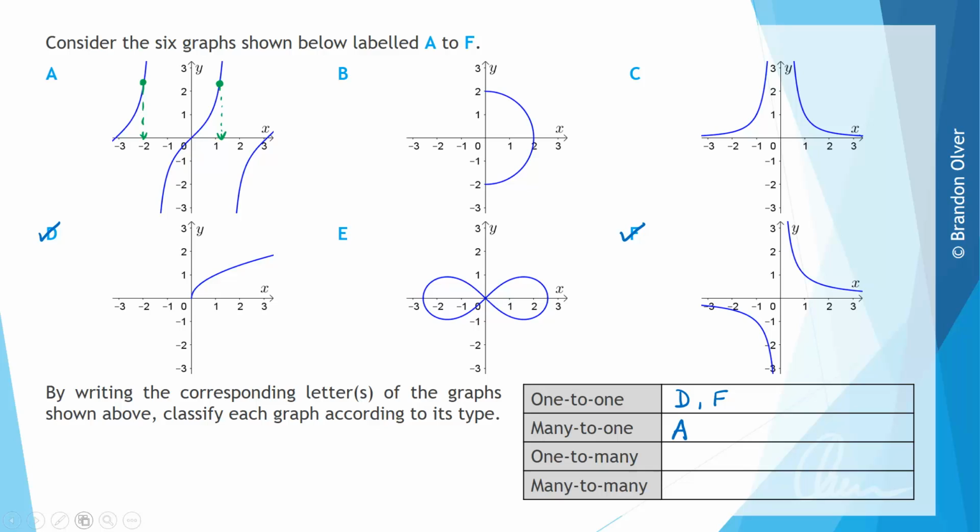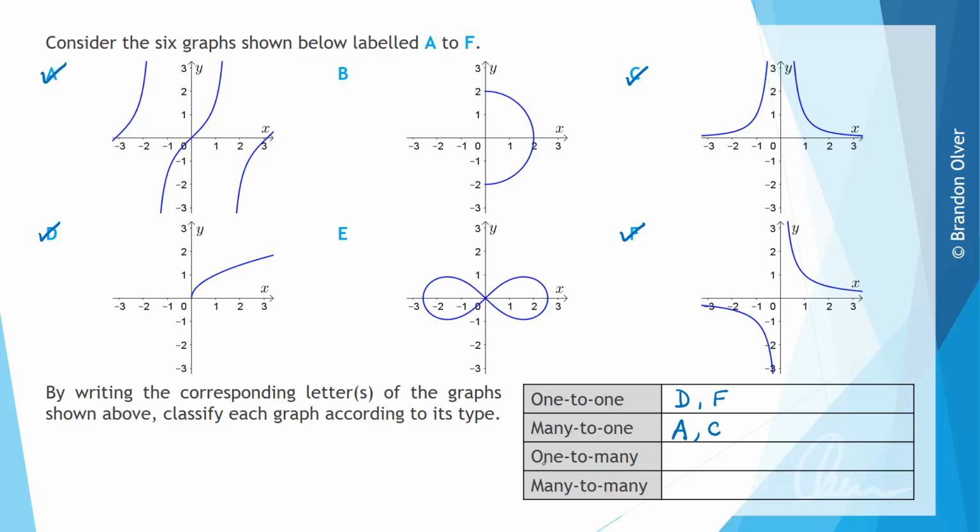Looking through, there's actually some more many-to-ones. So if we look at C, the same pattern arises. If we consider x equals 2, that gives this y value here, and x equals -2 gives the same y value. So that means that the y values are repeated for many x values, and that makes it a many-to-one function or relation as well. So A and C are examples of many-to-one relations. So now we've ticked off graphs A and C as well.